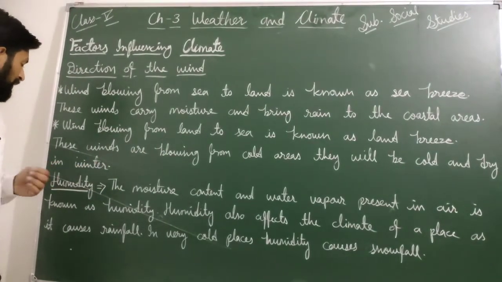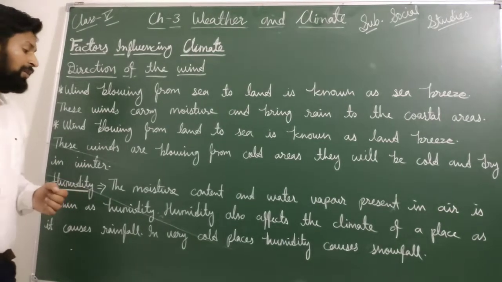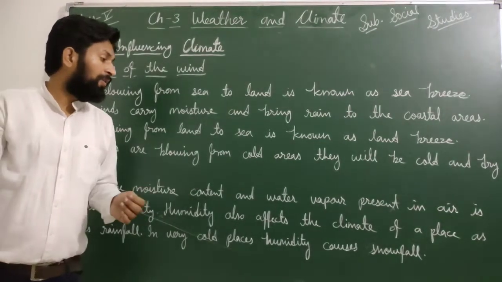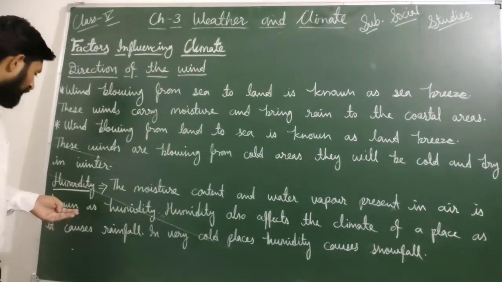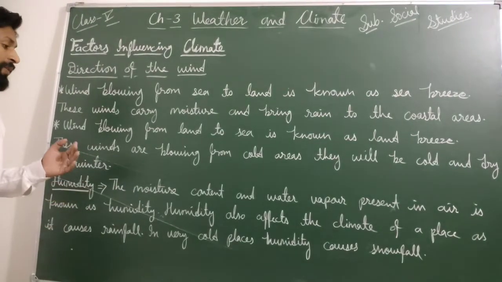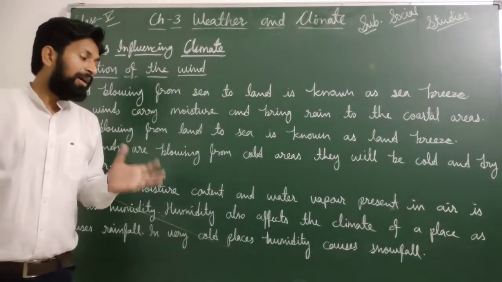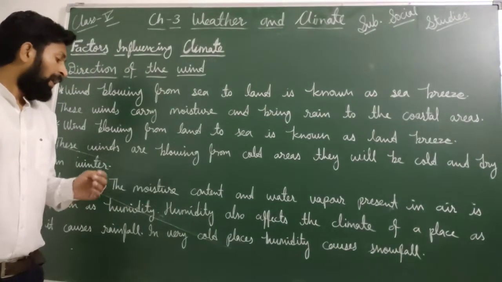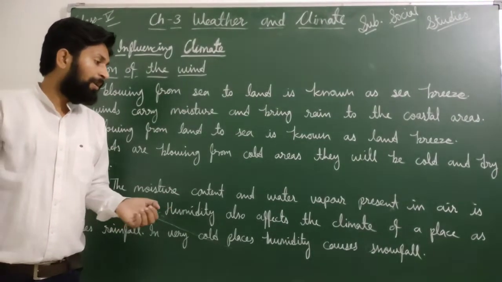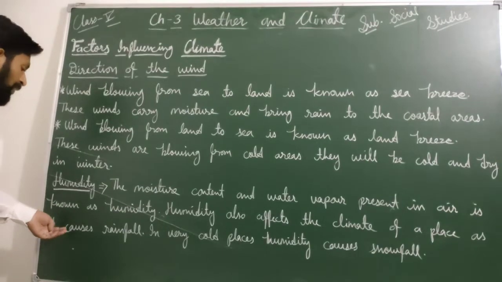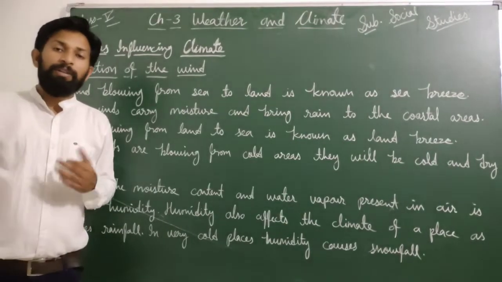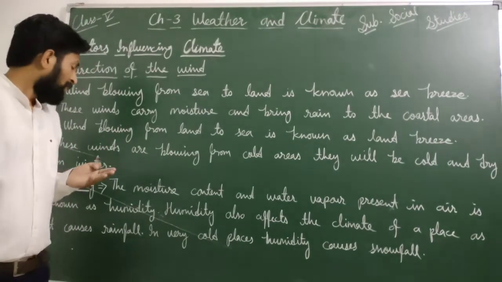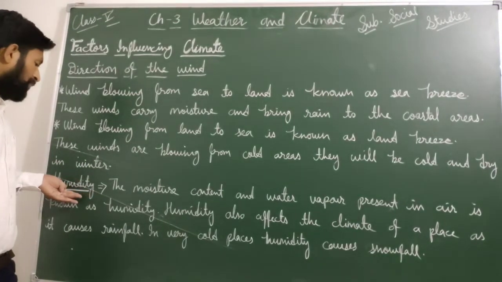And next one is humidity. The moisture content and water vapor present in air is known as humidity. Humidity also affects the climate of a place, as it causes rainfall. If rainfall happens nearby us, the main cause is humidity.